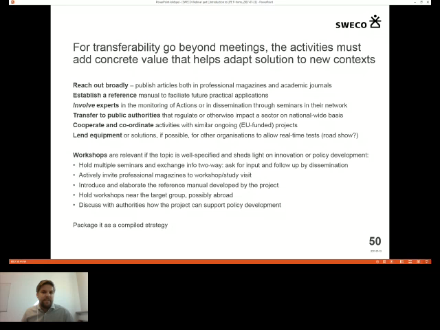And then back to the workshops. I've just made some examples on how you could design the workshops to shed sufficient light on innovation and policy development. And it's very much what I've said. You want multiple seminars on the same theme to make it possible to exchange information two ways. You ask for input in the beginning, and you follow up by providing input to them by the end of the project. You should always actively invite professional magazines to your work site or workshop, to make it possible for them to write good, informed articles, not only to let the university rewrite their academic articles into something more popular.